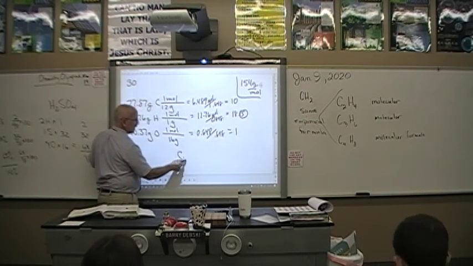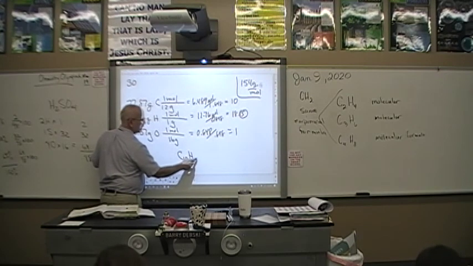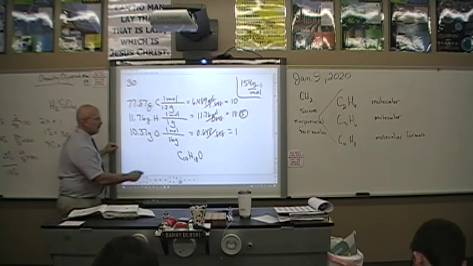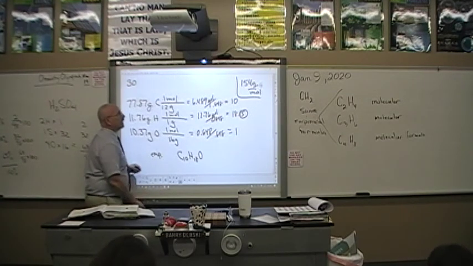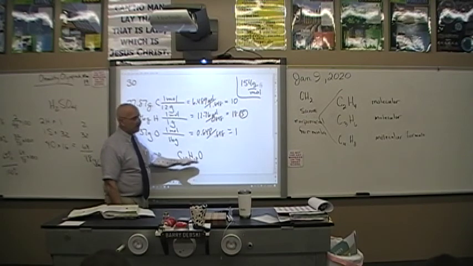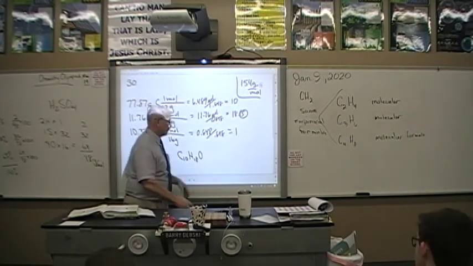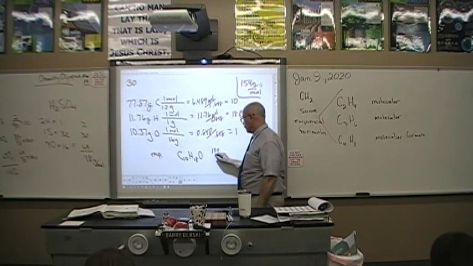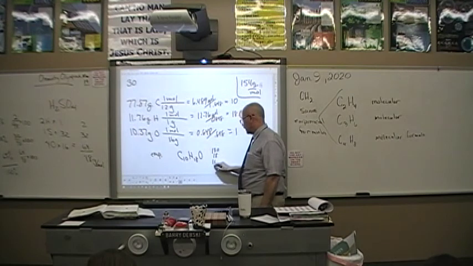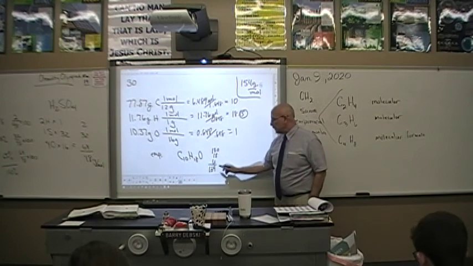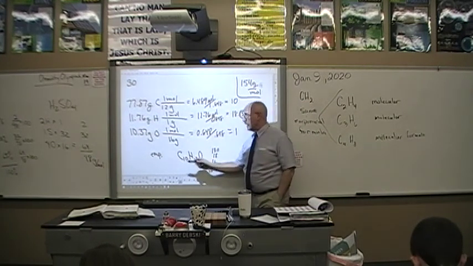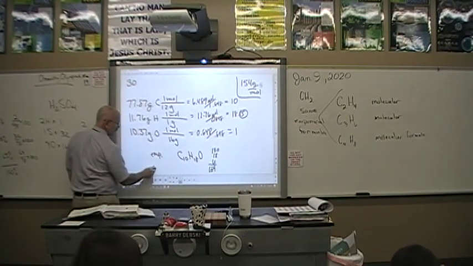Our answer is C10H18O1. That's not the final answer. This is my empirical formula. And my last step is calculate the molar mass of this and compare it to that number up there. Okay? So 10 times 12, 120. 18 times 1, and 1 times 16 adds up to 154. Now listen, it turns out to be the same numbers up here. So in this case, the molecular formula is the same as the empirical formula.